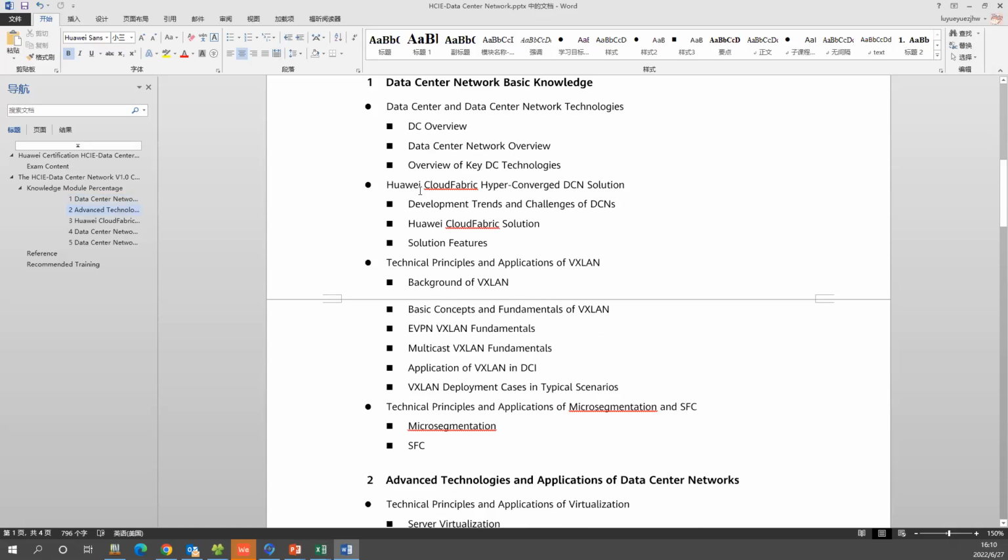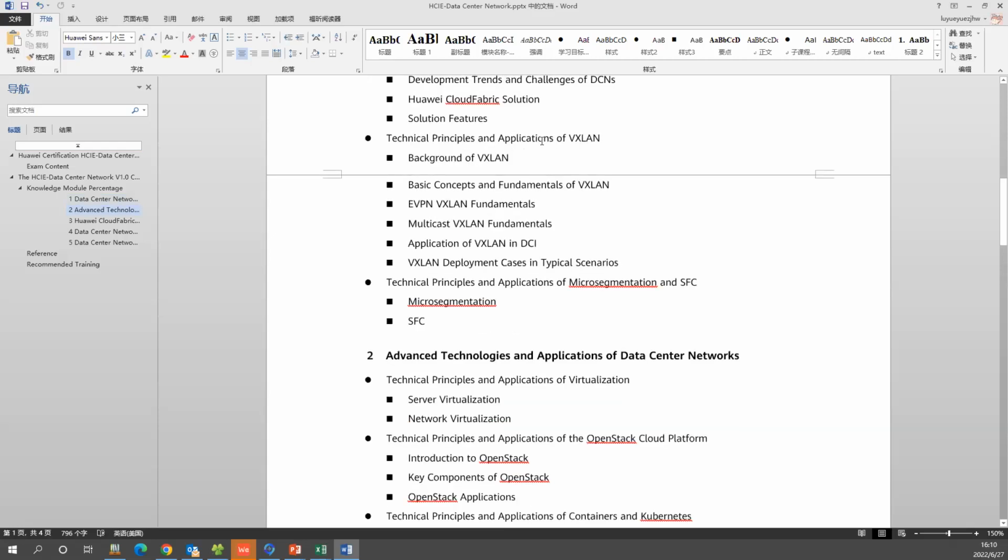And then we will talk about the overview of the Huawei Cloud Fabric solution and just talk about the key components and key features of the solution. And then the detail about VXLAN, because VXLAN is the most useful virtual technology used in the DCN scenario, right? And then we will talk about microsegmentation and SFC, these two technologies used in the DCN to control the traffic.